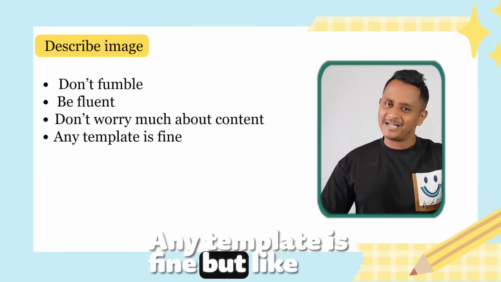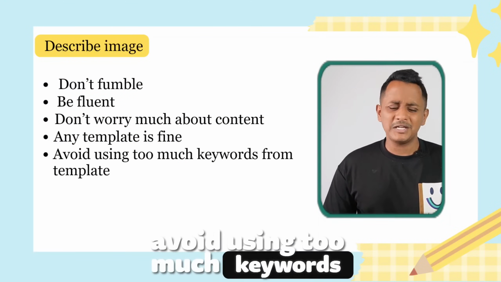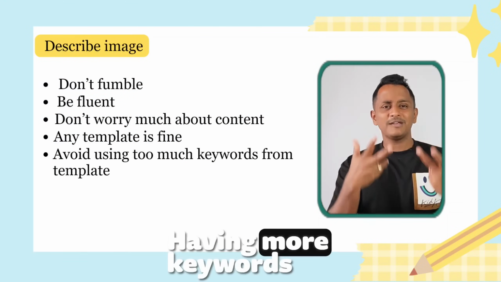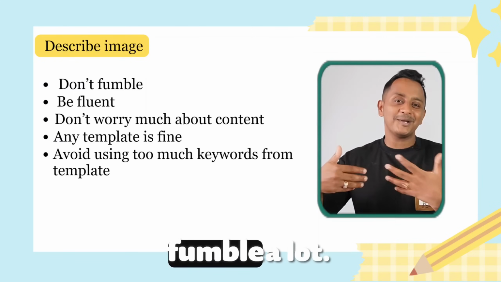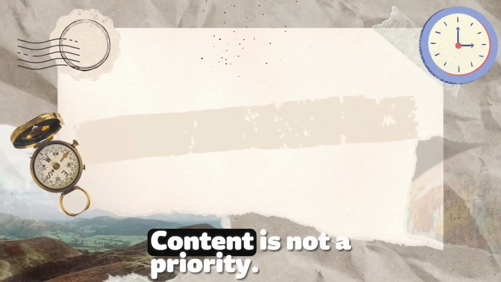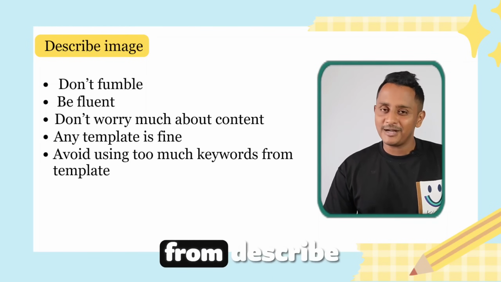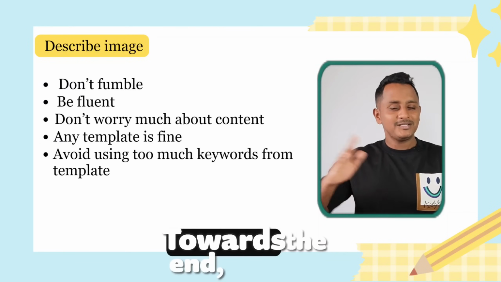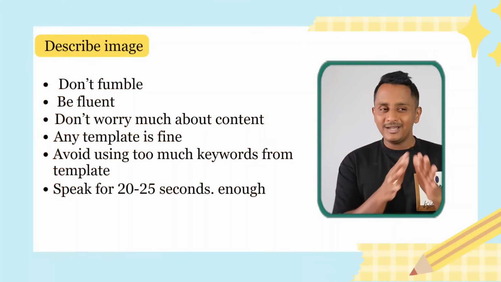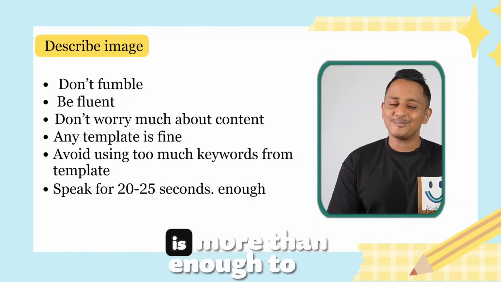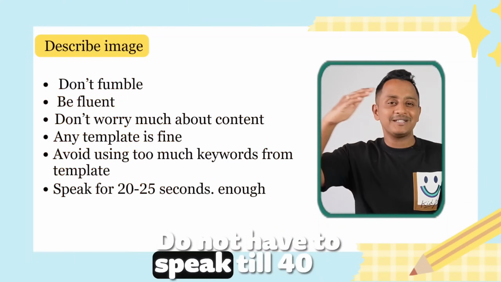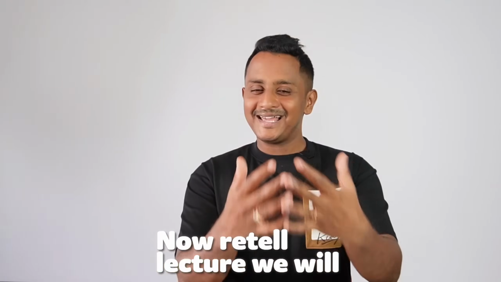Any template is fine, but like I've written here, avoid using too many keywords from the template. Having more keywords ensures you fumble a lot. As a result, marks will go down. Here, content is not a priority. Some 3-4 keywords you add, but be very fluent. You're going to get good marks from describe image towards your speaking. Towards the end, I'm going to show all the templates as well. 20 to 22 seconds or 25 seconds is more than enough to speak in describe image. You don't have to speak till 40 seconds. Remember this. Now, Retell Lecture, we will talk.